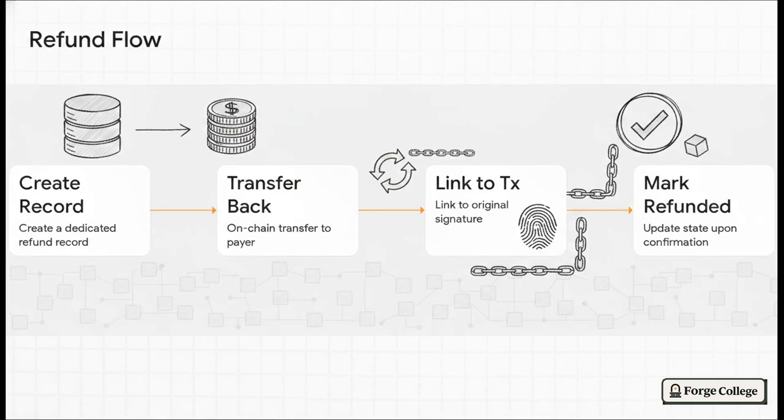Now for the refund flow. Look, mistakes happen, orders get canceled, maybe someone spills the coffee. Here is how you handle it professionally. Step 1, create a dedicated refund record in your database. Step 2, generate an on-chain transaction transferring the USDC right back to the payer's wallet. Step 3, and this is vital, link this new refund transaction directly to the original transaction signature in your database. Step 4, mark the order state as refunded only upon on-chain confirmation of that return transfer. I really want to stress this. Whether you're doing on-chain USDC transfers or simply issuing off-chain store credits, you fundamentally have to tie everything back to the original transaction signature to maintain a perfect auditable trail.